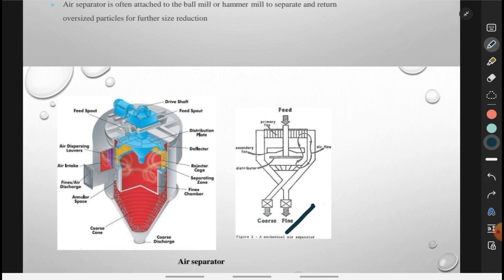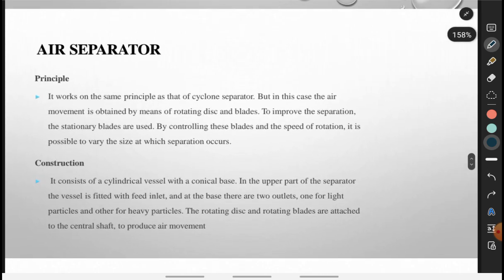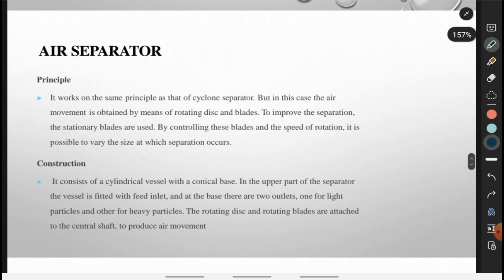Coming to the principle, the air separator also uses centrifugal force to separate the solid particles. By varying the rotation speed of the blade, we can separate solid particles of different sizes.